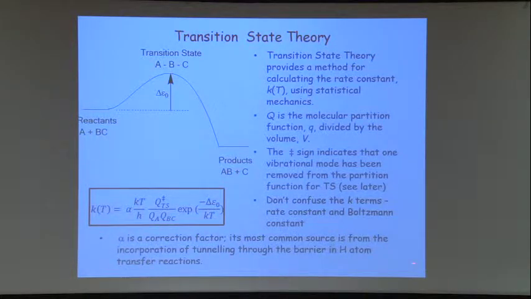Alpha is a correction factor, and its most common source is the incorporation of quantum mechanical tunneling through the barrier in H-atom transfer reactions. So as we mentioned yesterday, because of tunneling, you don't necessarily need to go over the barrier. You can go through it with reduced probability, but nevertheless with less energy if you're transferring a hydrogen atom.